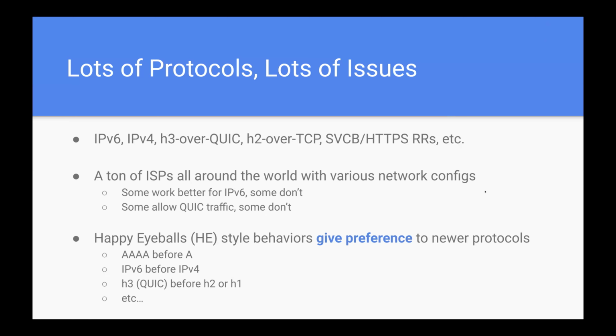Some clients do quad A first and then go to A if the quad A fails or it's too slow. And this basically leads into giving preference to IPv6 compared to v4. Some Happy Eyeballs behaviors also support giving preference to QUIC connections versus H1 or H2, right? So the list is quite long. And next slide, please, Nick.